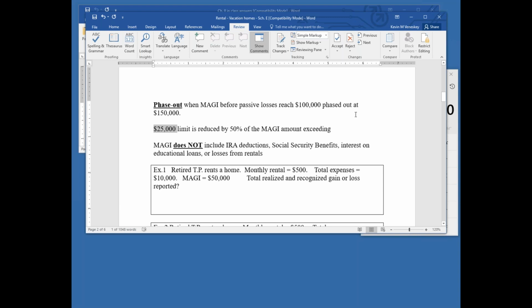That's how that works. We can do one more. Let's say you're at 130,000 MAGI. You're 30,000 over, so 50% of that is 15,000. You have to take 15,000 off of this, leaving you only 10,000 left. So you could take a loss of up to $10,000.